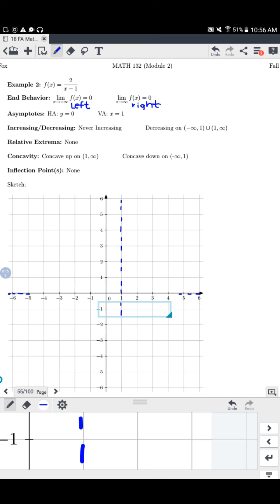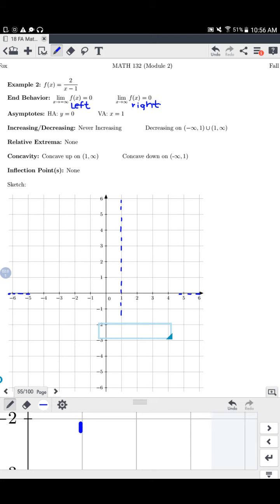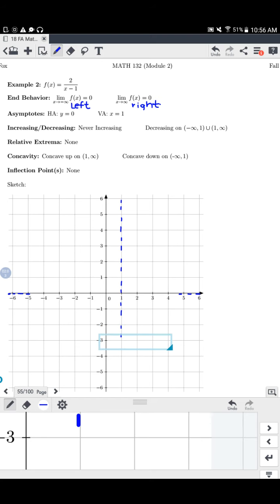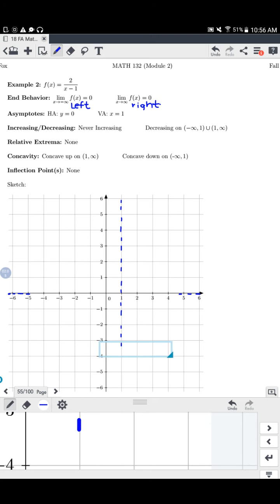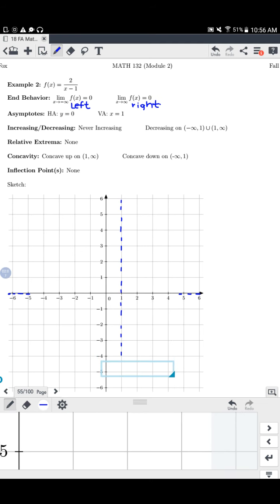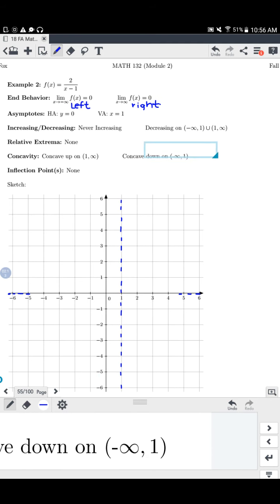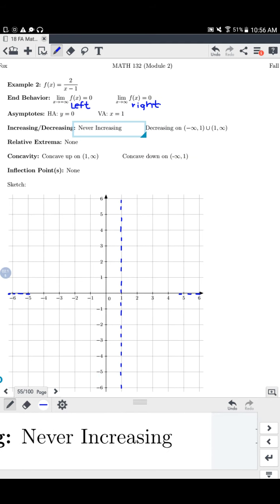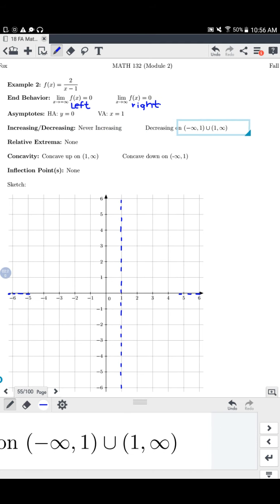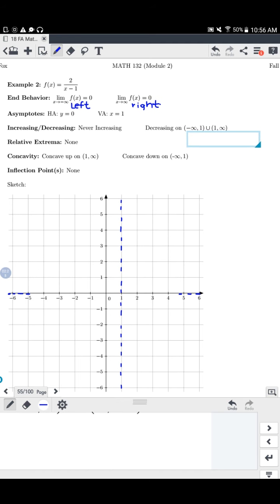So my next piece, if I'm looking down there, is about increasing and decreasing. This is the sign of the first derivative, which tells us whether we're increasing or decreasing. And I like to make this into a sign chart. I think it makes it a little bit less overwhelming. So we want to make a sign chart out of this that says it's never increasing, so it never has a positive first derivative, so it's never rising. And it's decreasing from negative infinity to 1, union 1 to infinity. So we're going to put that on our sign chart.